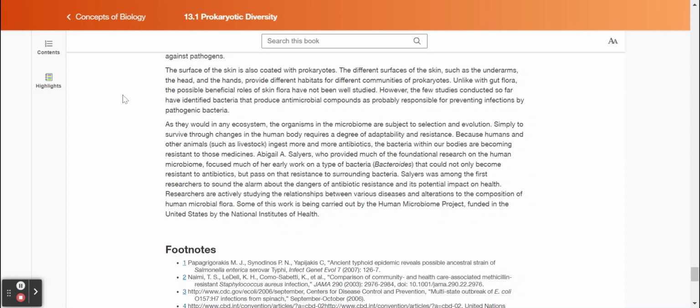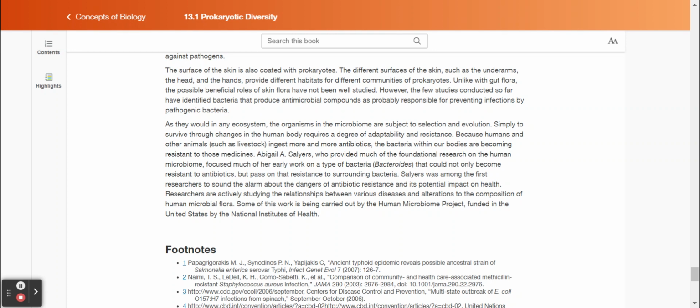The different surfaces of the skin, such as the underarms, the head, and the hands, provide different habitats for different communities of prokaryotes. Unlike with gut flora, the possible beneficial roles of skin flora have not been well studied. However, the few studies conducted so far have identified bacteria that produce antimicrobial compounds as probably responsible for preventing infections by pathogenic bacteria.